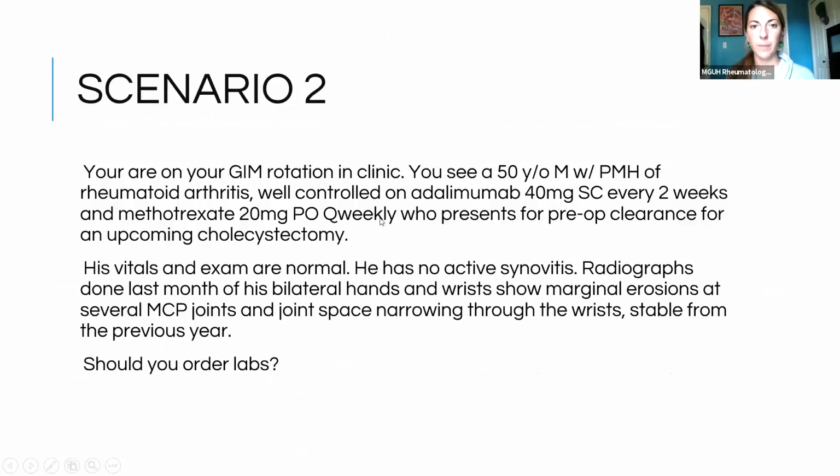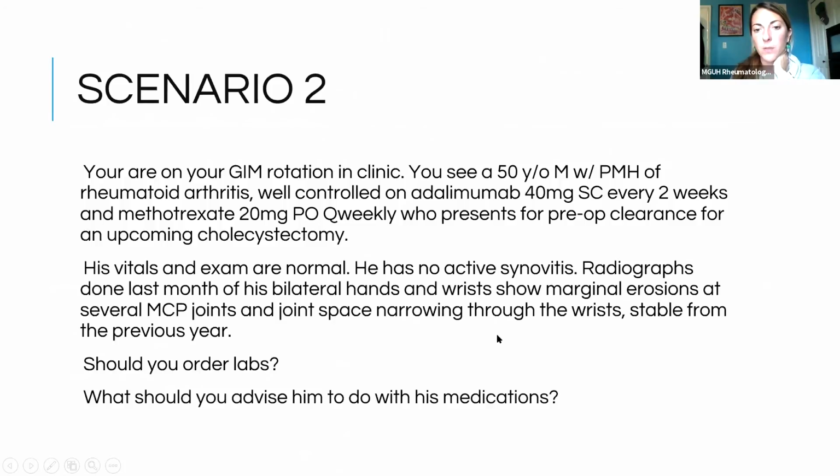So more importantly, here, scenario 2, you're on GIM, you're in your clinic block, so you're seeing pre-op patients, right? I don't know if y'all still do this, but you have this 50-year-old gentleman. He's got a history of RA, but he's doing really well. He's on Humira, 40 milligrams every 2 weeks, or adalimumab, and methotrexate, 20 milligrams weekly. He's getting a cholecystectomy, and he presents for pre-op clearance. Everything looks good on exam. So what do you want to do? What other tests do you need? Basic labs are reasonable.